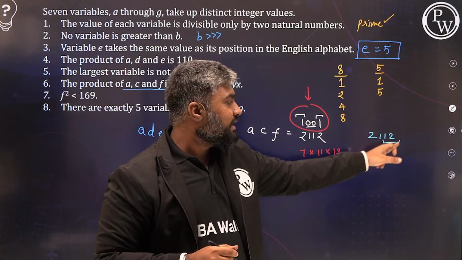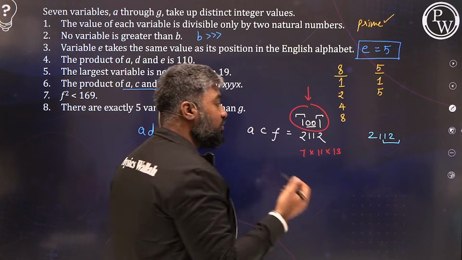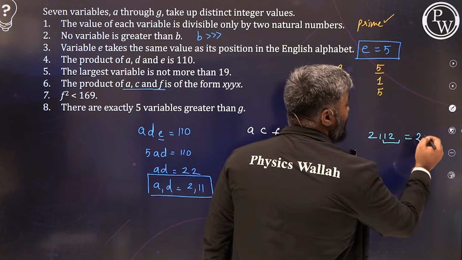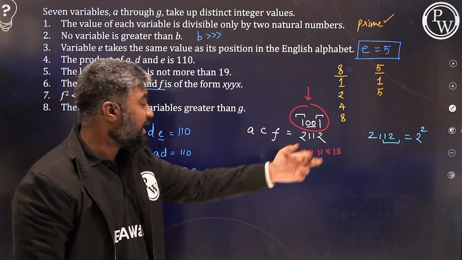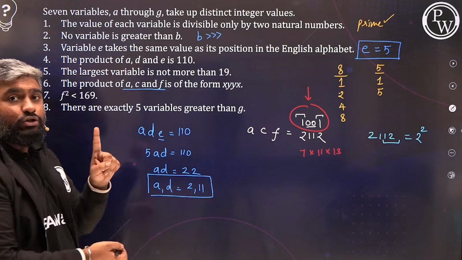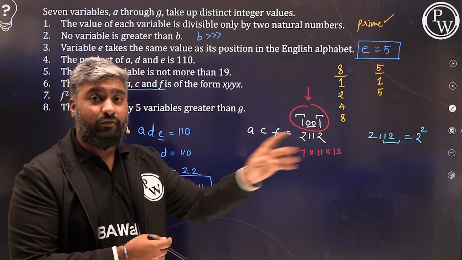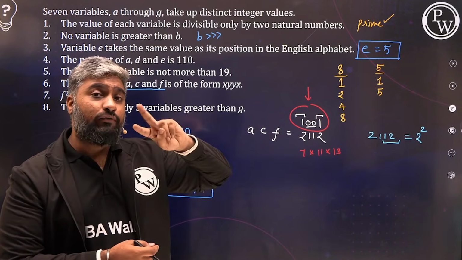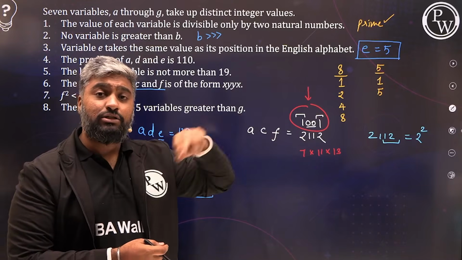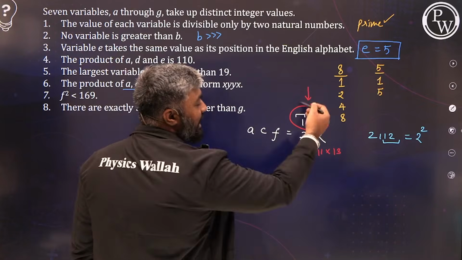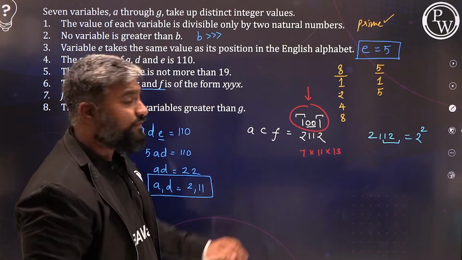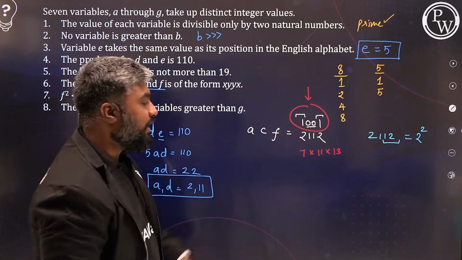So if this number is divisible by 4, then I know for a fact that its prime factorization will have 2 square. But that cannot happen because there's only one 2. Only 2 is prime, 4 is not prime. So I cannot have two variables having the same value 2 and 2. So keeping that in mind, this is again trial and error. If I start with 1001, then what happens?